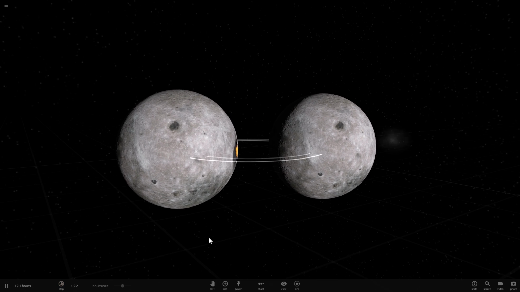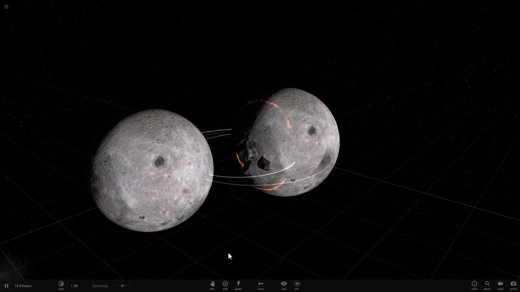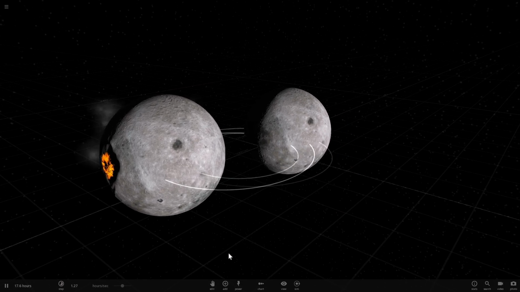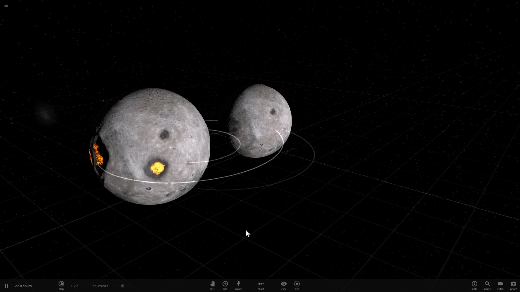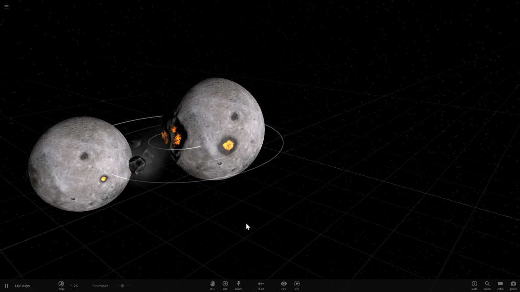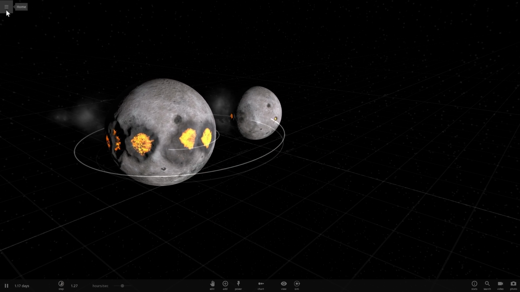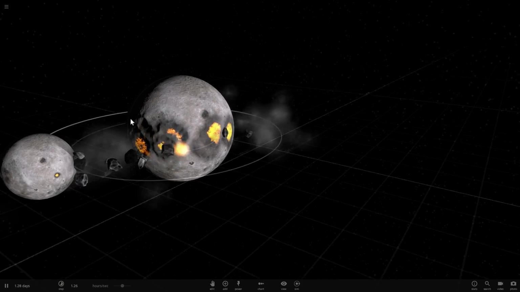So using Universe Sandbox Square, we're going to recreate some of these unusual hypotheses and theories and talk about them in a little bit more detail. Now, how was this unusual satellite formed according to the scientists? And this is actually kind of interesting.